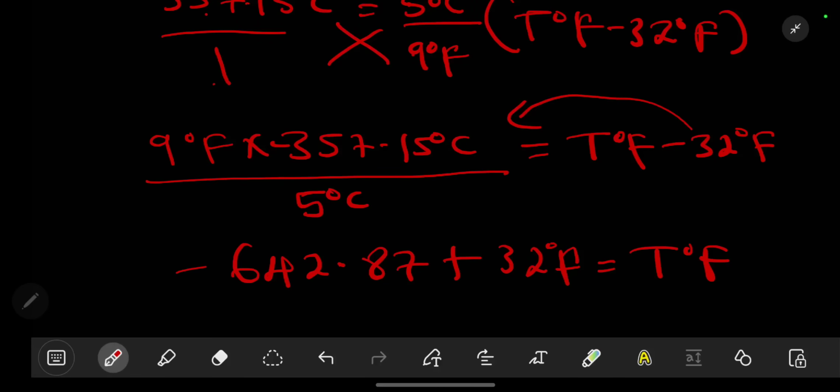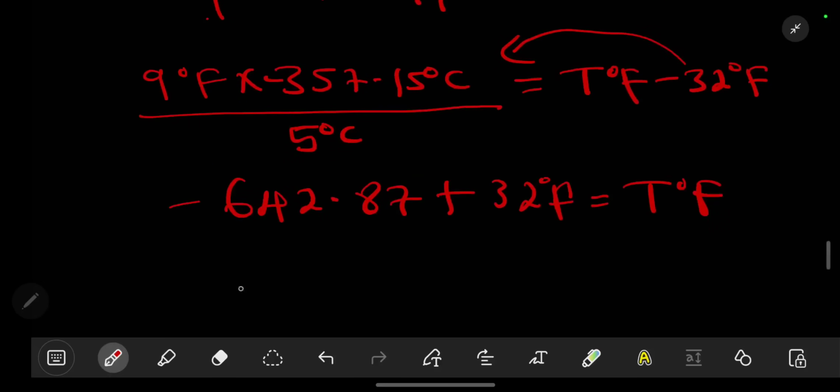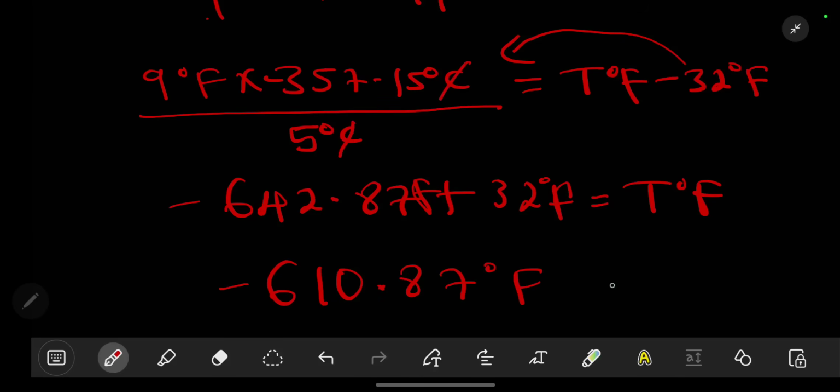Plus our 32, this is going to give us a negative 610.87 degrees Fahrenheit, like that. So remember, this and this will cancel each other to remain like that. So this is how we convert that. Let's move on to our next question.